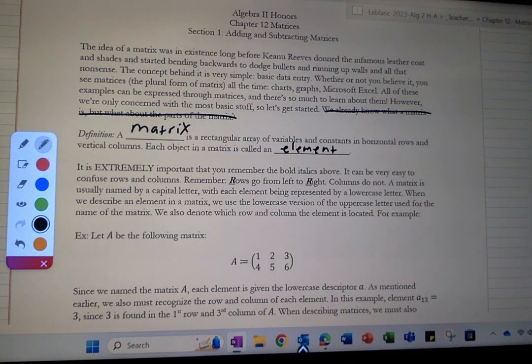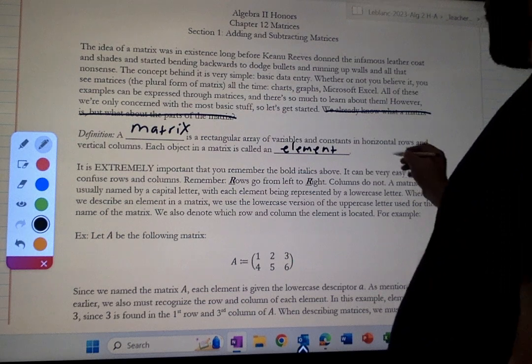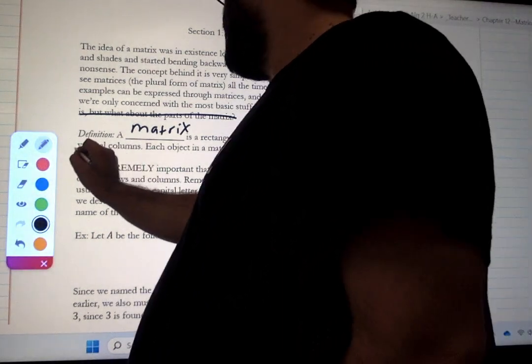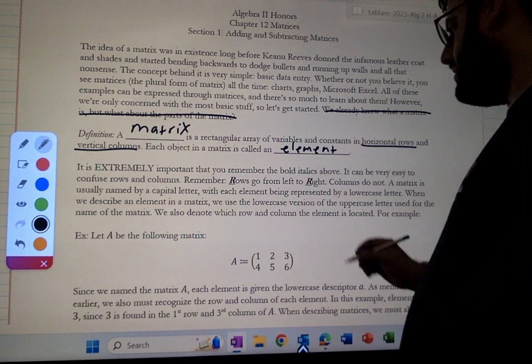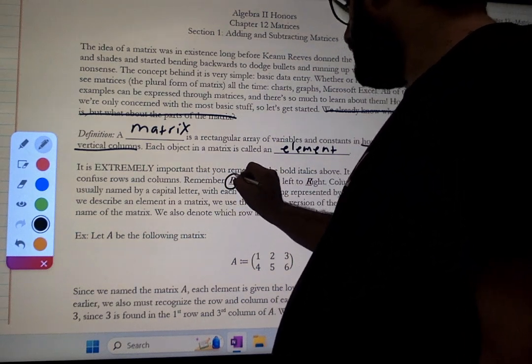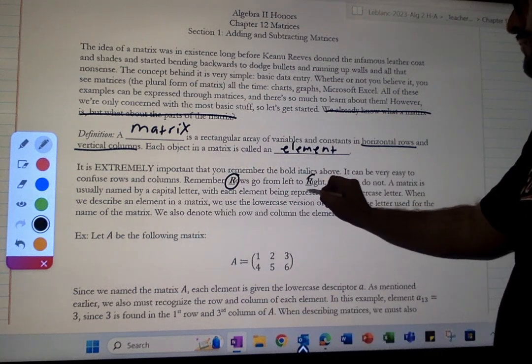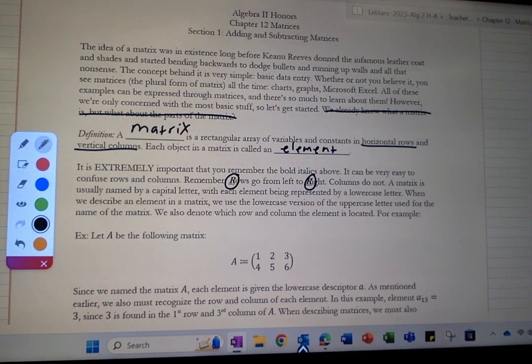So it's really important that we remember this right here and this right here. It can be very easy to confuse rows and columns, but here's how you remember. Look at the letter R in rows. Look at the letter R in right. So rows go from left to right. Columns do not. They go up and down.